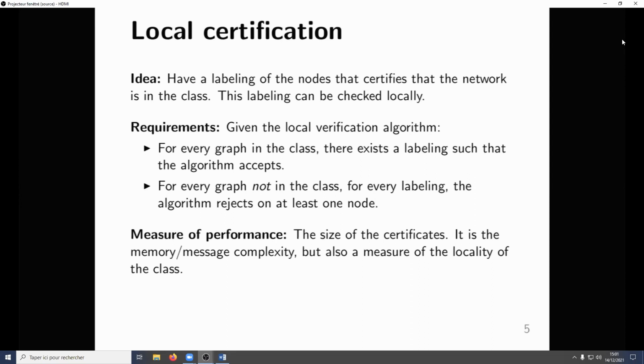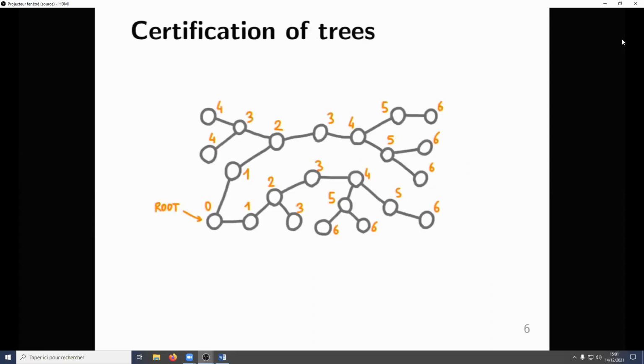Okay. And from the combinatorics side, when you look at, let's say, a graph class and you use certification to study it, then it's also a measure that makes sense because it somehow captures the locality of the class. Okay, so let's be a bit more concrete with the certification of trees.